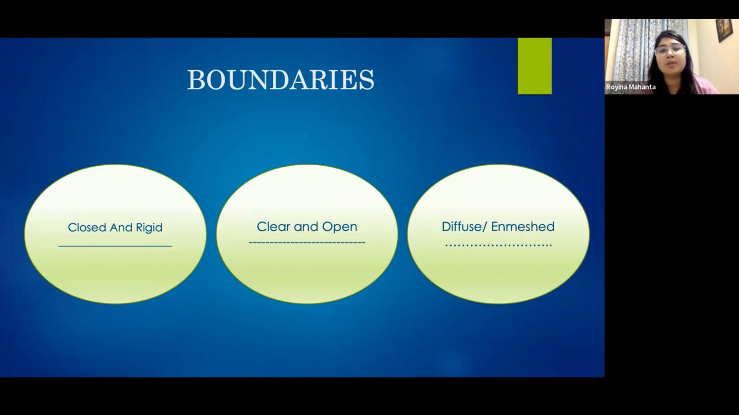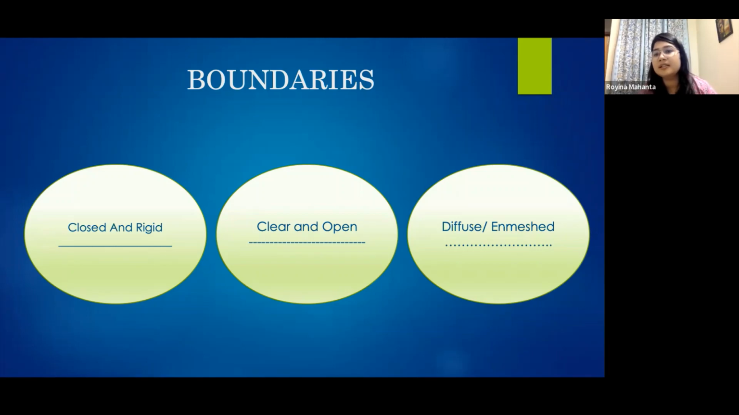Then next we come to clear and open boundaries. If there are clear and open external boundaries, it would mean that there is a healthy degree of exchange of information outside the family. So the family members share healthy relationships and interactions with extended relatives, neighbors, etc. And clear and open internal boundaries would mean that there is a healthy degree of sharing of information, as well as a healthy degree of space and independence between the family members.